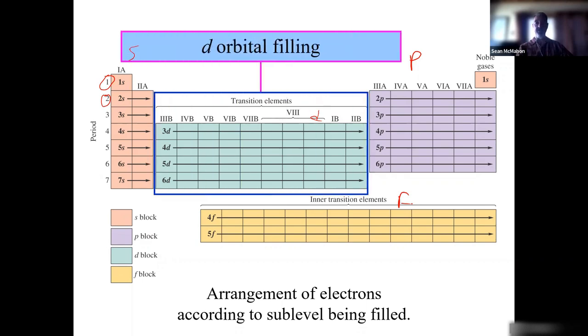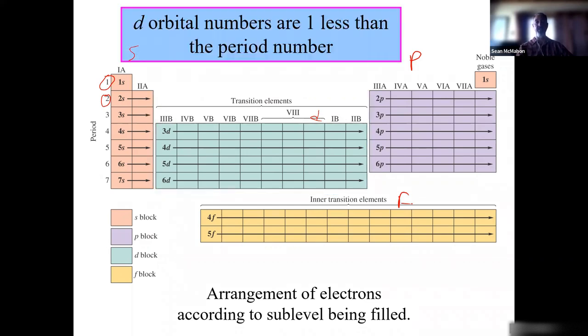So d orbital filling's a little tricky. And the reason is, once we get to the d sublevel, the numbers are actually 1 less than the period number. So they're shifted down, but it looks like they're in the 4th period, but they're actually in the 3rd energy level. And the reason why is the 4s actually fills up before the 3d. They're very close in energy. The 4s is slightly lower, so you fill that up first. Okay.